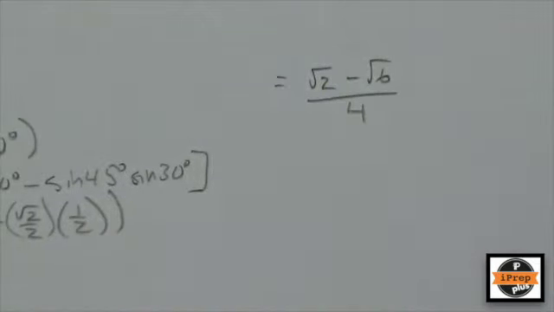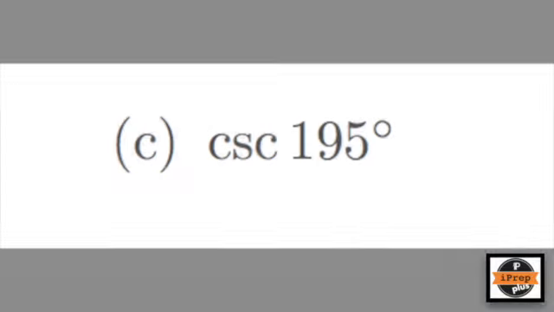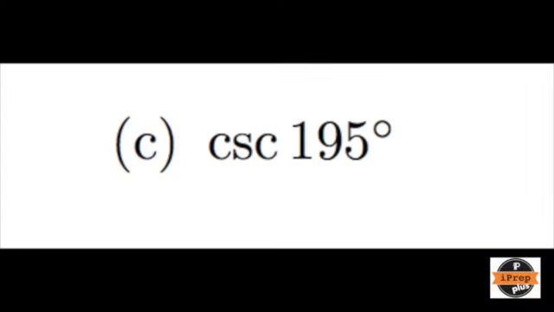And so we'll get root 2 minus root 6 over 4. Notice it's the same numbers as the previous question, just organized differently. The cosecant of 195 degrees.